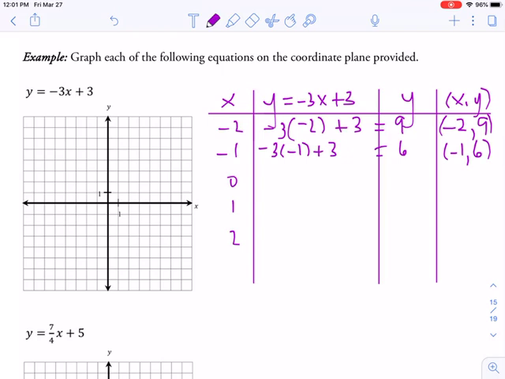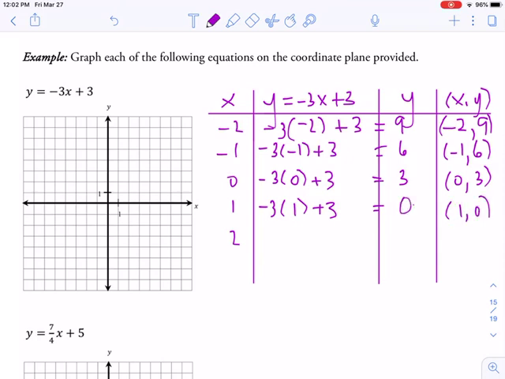Then for 0, same thing. Okay, so -3 times the x value, which is 0, plus 3. So -3 times 0 is just 0, plus 3 is 3. Then for 1, -3 times 1 plus 3. -3 times 1 is -3, plus 3 is 0. So we're going to get a point (1, 0).